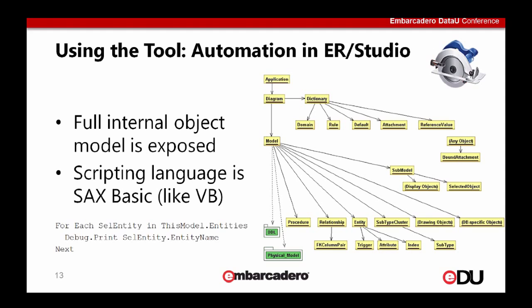So on the right-hand side, you can see a depiction of the various objects in the internal object model, ER Studio's object model, and we can recognize a number of these things. We've got diagrams and dictionaries, models, relationships, entities, attributes. All of the things that are exposed on the drawing canvas are essentially accessible in this internal object model and scriptable. So you see a little script fragment below, and this one is just essentially walking through the entities in a model and printing the name of the entity. So, very basic, but also very simple and pretty straightforward and easy to read. The language is Sax Basic, similar in nature to VB. So something that should be well understood in many organizations.